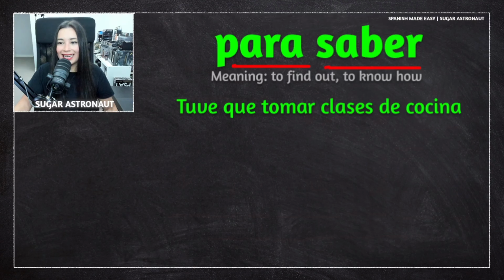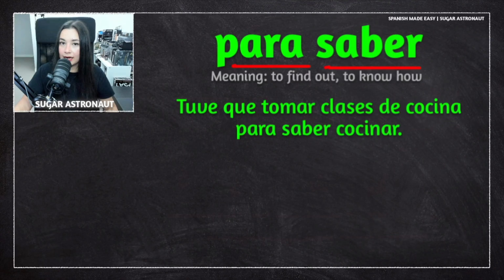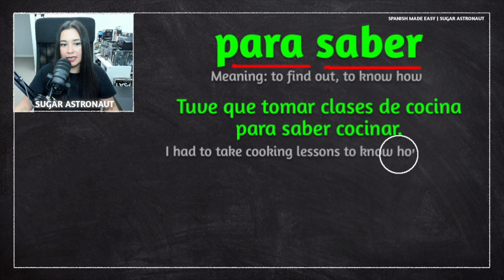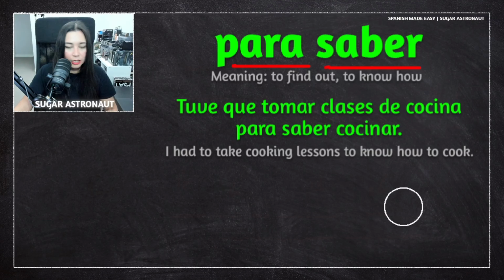Tuve que tomar clases de cocina para saber cocinar. So if you want to know how to do something like cocinar, to cook, you may have to take some cooking classes, right? So the meaning of this is I had to take cooking lessons, or you attended a cooking class to know how to cook. So if you are in that particular situation, you need to know how to do something. You can use para saber.